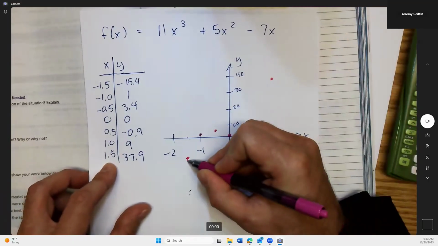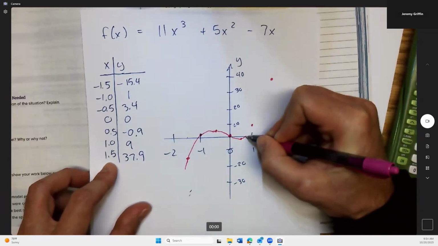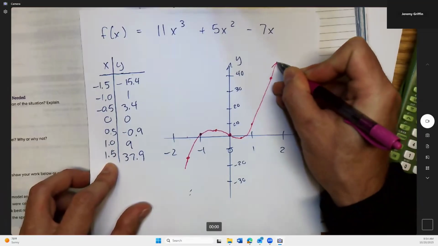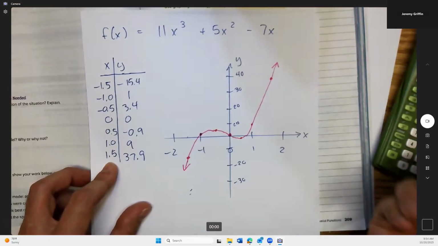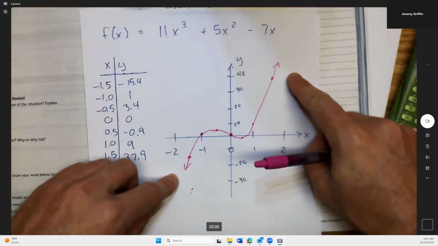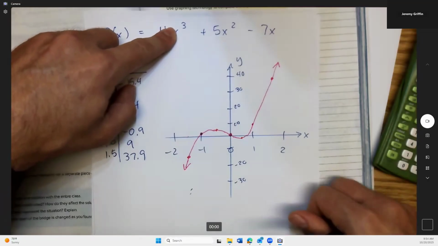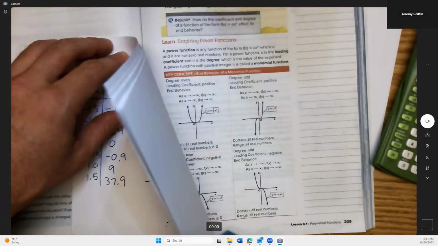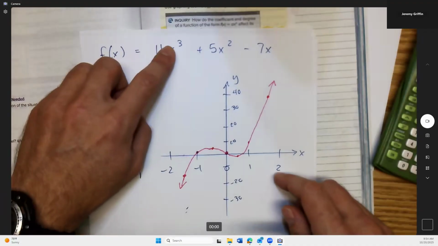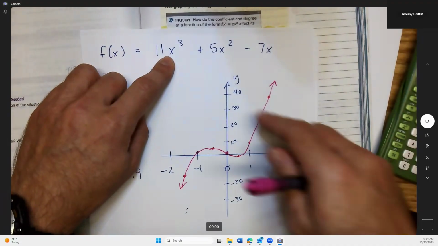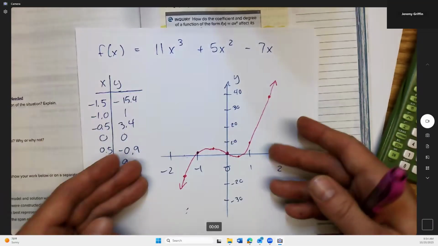So if I connect all the points, look at that. It does basically this shape. And then it'll go forever to the right, forever up, and forever to the left, forever down. Which exactly matches the rules on your cheat sheet. When you have an odd power for the degree, an odd degree, and x to the cube. Whenever you have x to the cube in a larger polynomial, that's your degree. It can look like that.